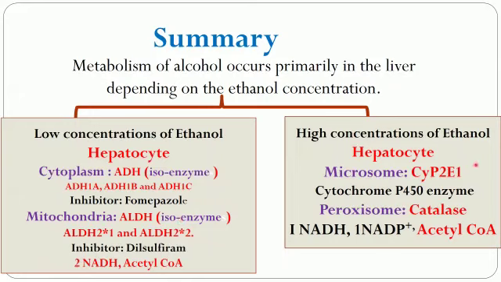The higher concentration of ethanol also occurs in hepatocytes, but the organelle changes here. The first step occurs in the microsome or the peroxisome. If it occurs in the microsome, the enzyme is CYP2E1, and when it occurs in the peroxisome, the enzyme is catalase. Both these enzymes bypass the alcohol dehydrogenase step. So no NADH is generated, whereas at low concentration of ethanol, two NADH are generated, one in the cytosol and one in the mitochondria.